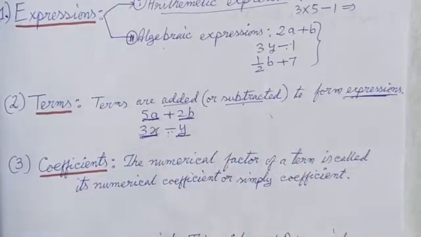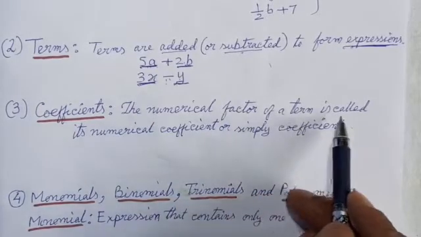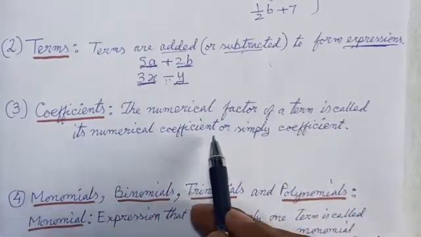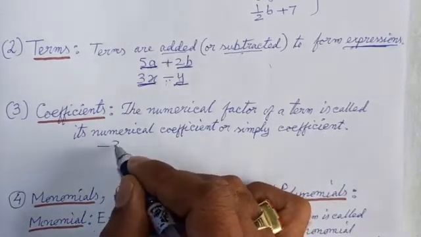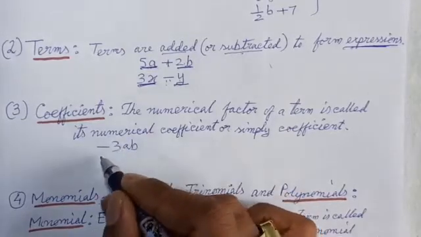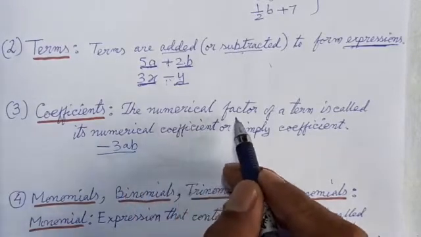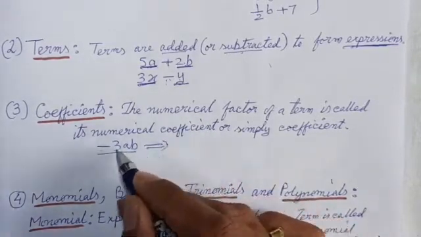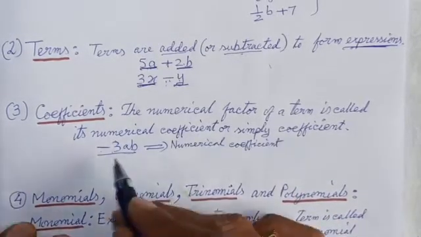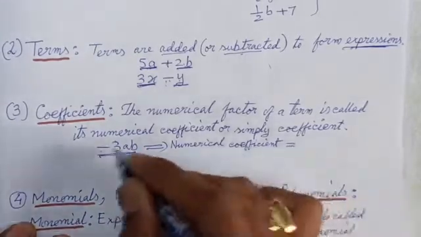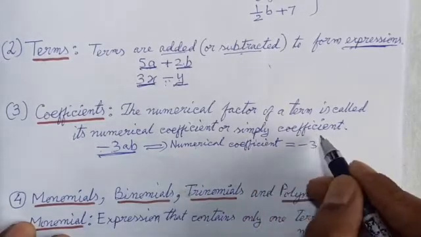Next is coefficients. The numerical factor of a term is called its numerical coefficient, or simply coefficient. Suppose minus 3ab. This is a term. In this term, the numerical factor is minus 3. So this minus 3 is called the numerical coefficient. And this numerical coefficient we simply call the coefficient.